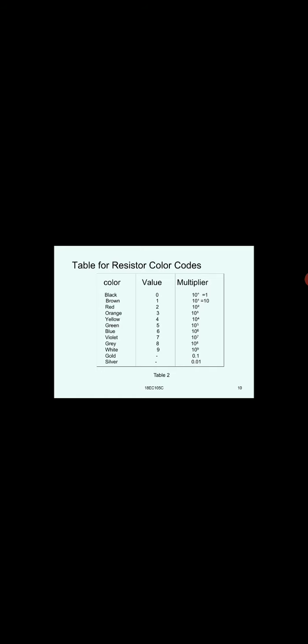Then gold has a multiplier of 0.1. Usually this appears only in the fourth band: gold, silver and no color. Silver stands for 0.01, that is the multiplier. So let us see how to compute the value of the resistance.